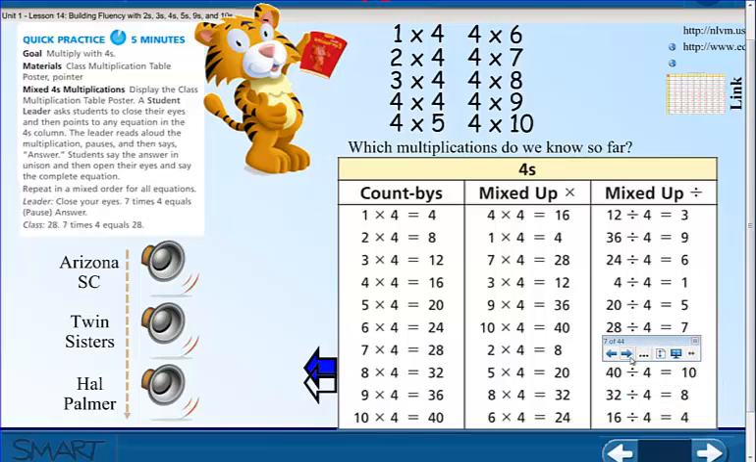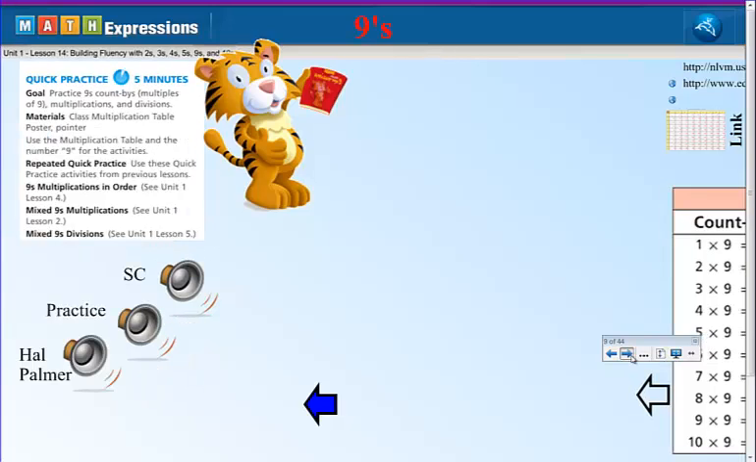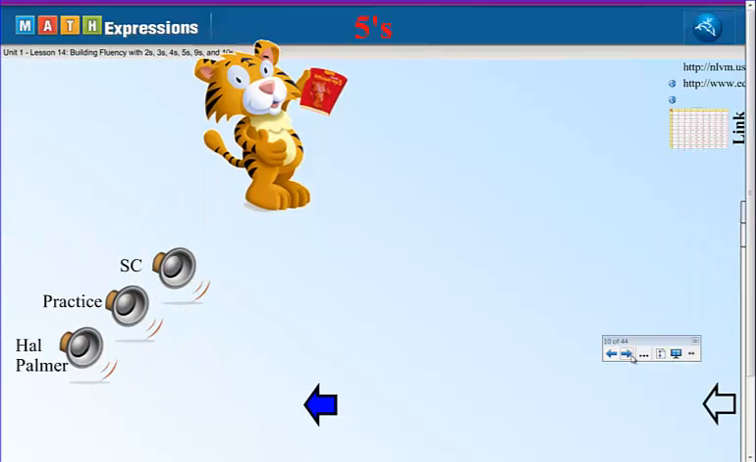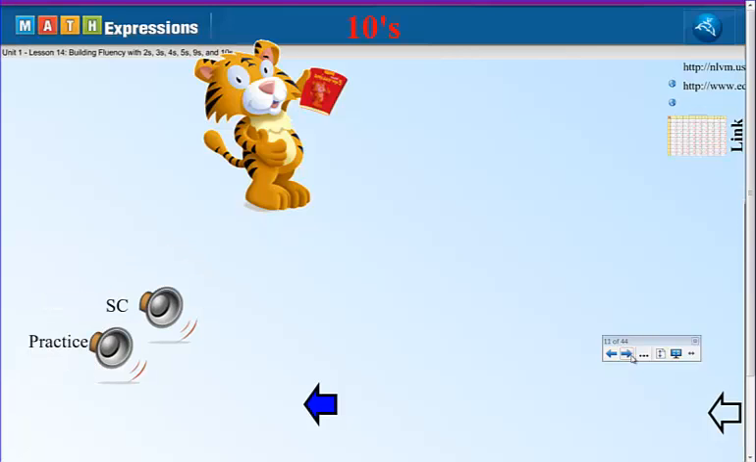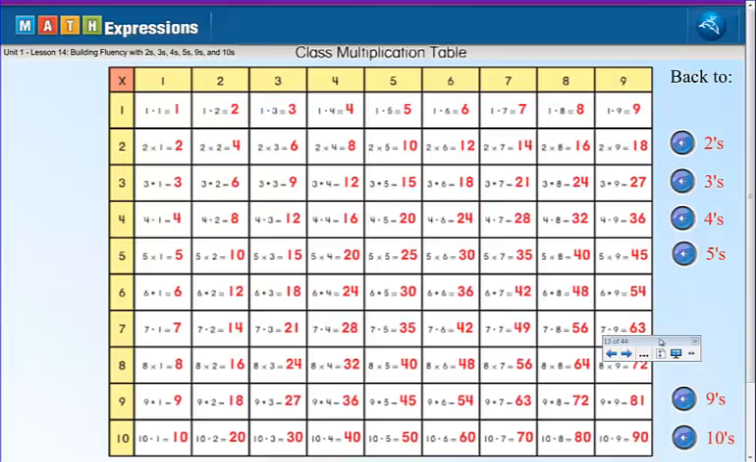And remember, let's go through this kind of fast. You got the 4s that you should be practicing, the 3s, the 9s, the 5s, the 10s, and of course the 2s. 2, 4, 6, 8. Who do we appreciate? Right? Okay. And the multiplication table.